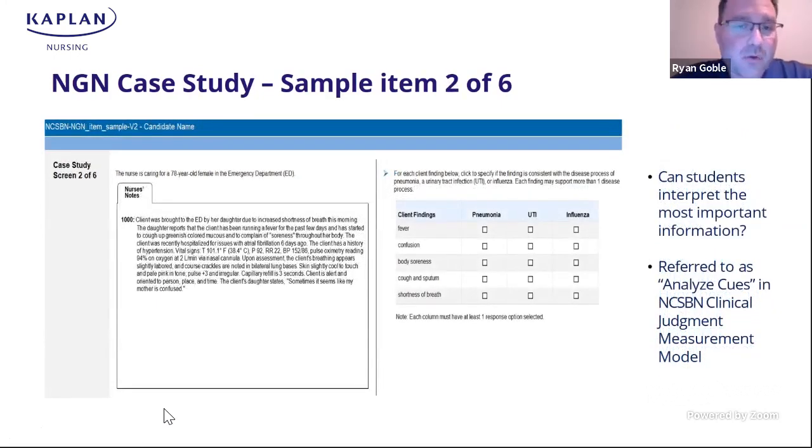The second question is a matrix item. As you can see, we have boxes, not radio buttons. So there could be multiple correct responses per row, meaning that a fever could be indicative of pneumonia, UTI, or influenza. With this question, can the student interpret the most important information? This is referred to as analyze cues in the measurement model.